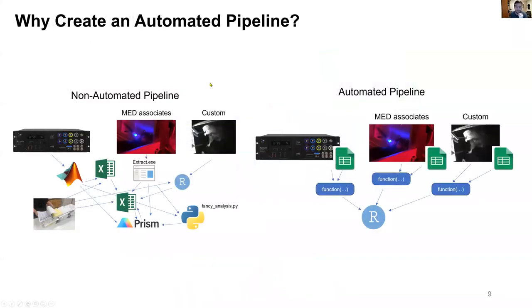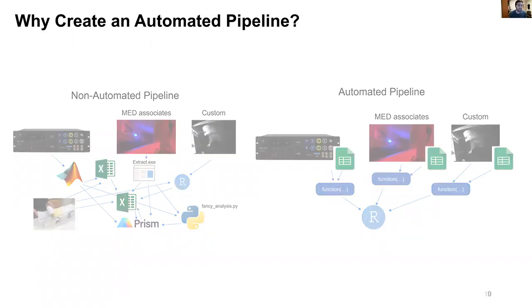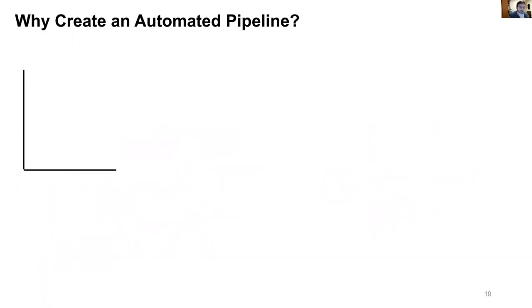Okay, so one question is, when is it appropriate to create a pipeline? And when is it more appropriate to do something that's a little bit less rigorous? So I like to think of it in terms of a cost-benefit analysis, where imagine you have files on the x-axis here, and on the y-axis you have the amount of time it takes in man-hours to analyze each one of these files.